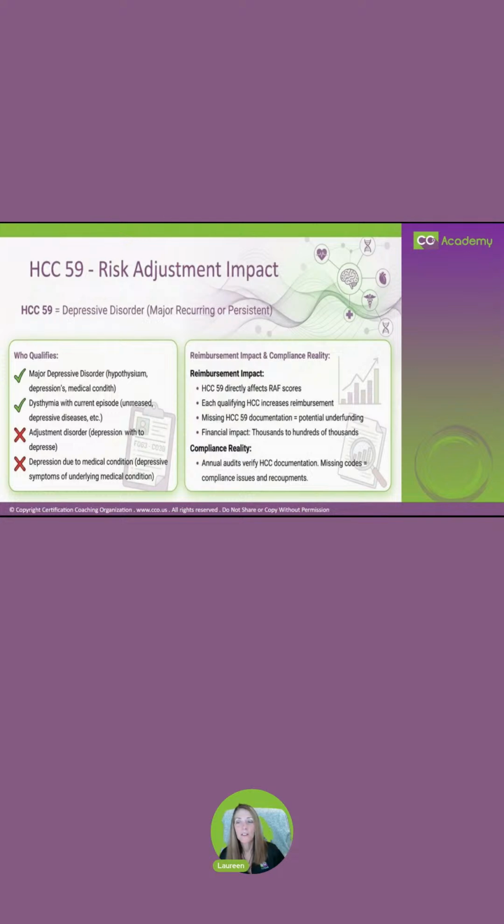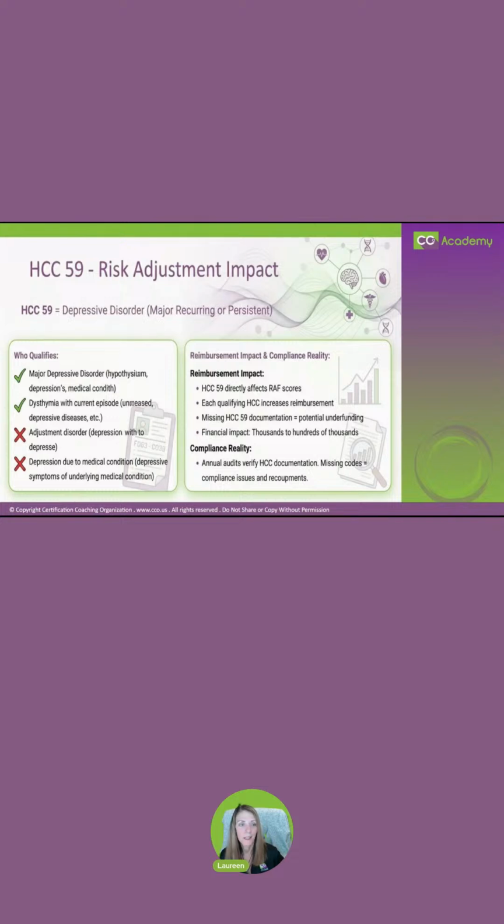All right, so now let's talk about HCC 59 in a little more detail. This is for your major recurrent or persistent depressive disorders. So who qualifies? Your major depressive disorder qualifies. Dysthymia with a current episode qualifies, but adjustment disorder does not qualify. And depression due to a medical condition does not qualify. So you've got to know the difference.